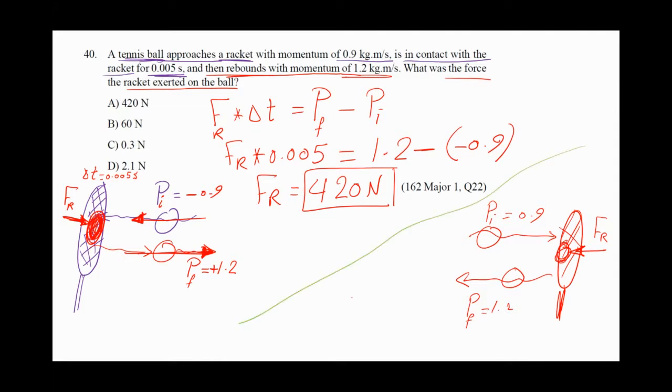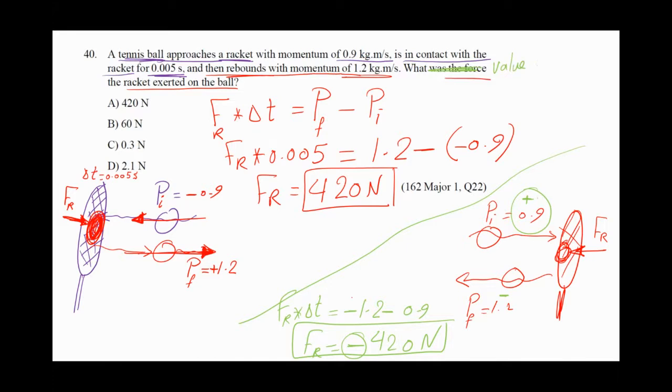So what if you draw it this way? In this case, you might say, okay, the 0.9 will be positive and the 1.2 will be negative. So when you apply the equation, F times delta t, it will be P final, negative 1.2, minus P initial, 0.9. So the result at the end, F R, becomes negative 420 Newton. It's fine. It's okay if you find it negative. But in the exam, in the quizzes, if we have such a problem that has two possibilities, where some people will get it negative and some people will get it positive, we will ask you what is the value of the force?